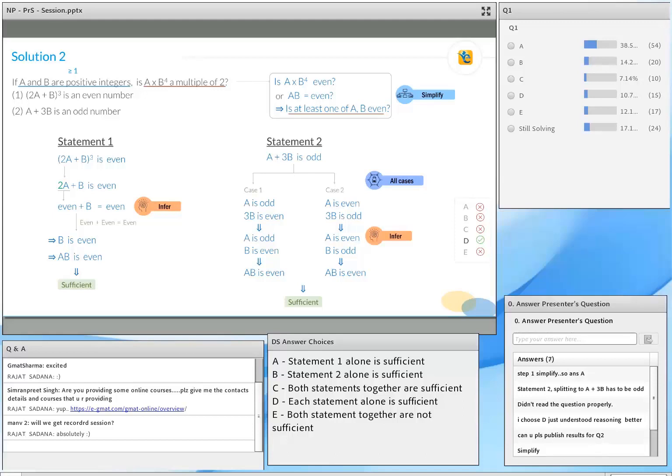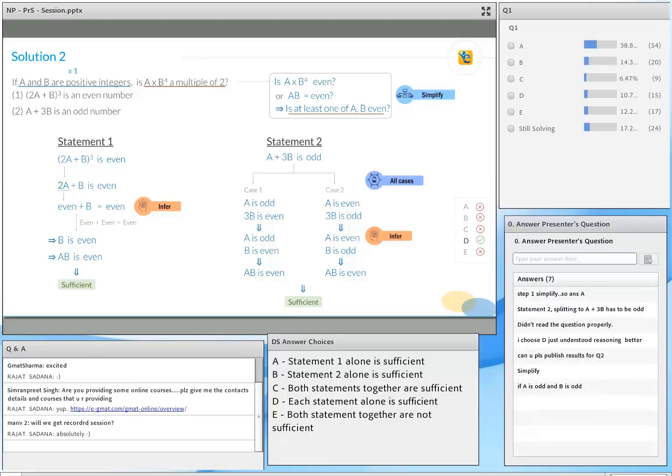Okay, step one, simplify. So answer A. Okay, statement two, splitting, 2A plus 3B has to be odd. So you weren't able to consider all the cases. Didn't read the question properly. I chose D, just understood reasoning better. Okay, all right.